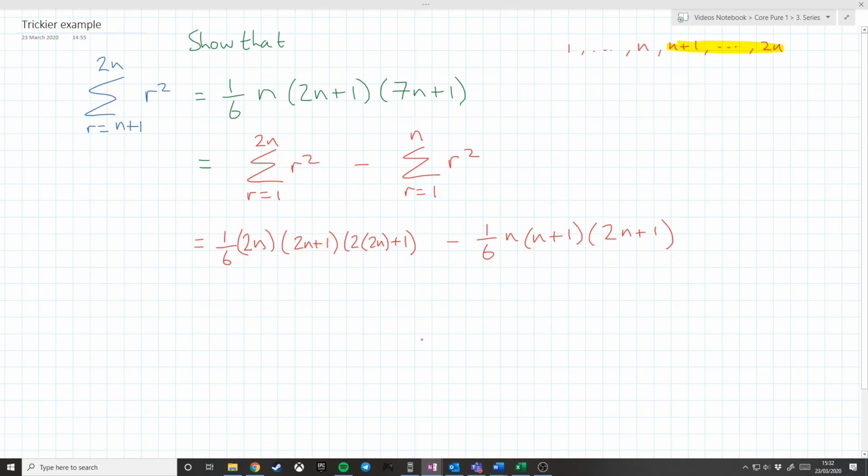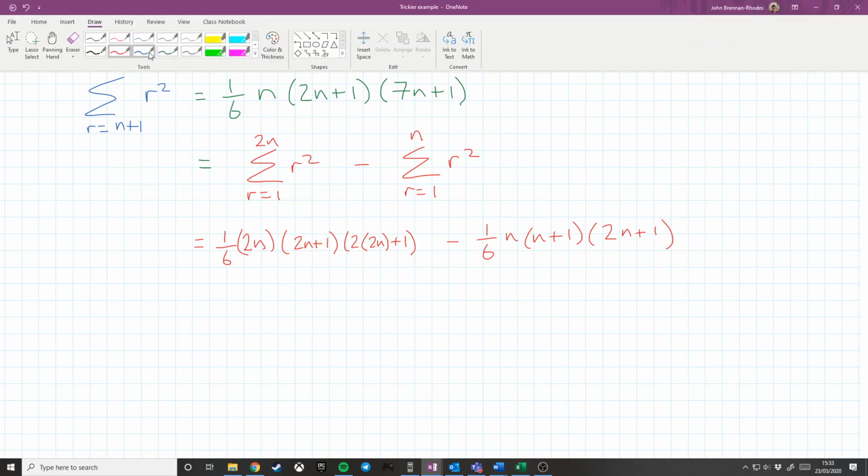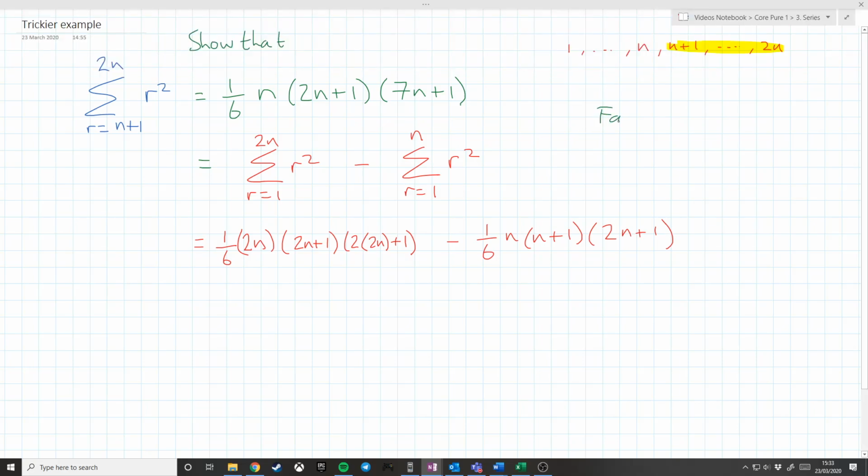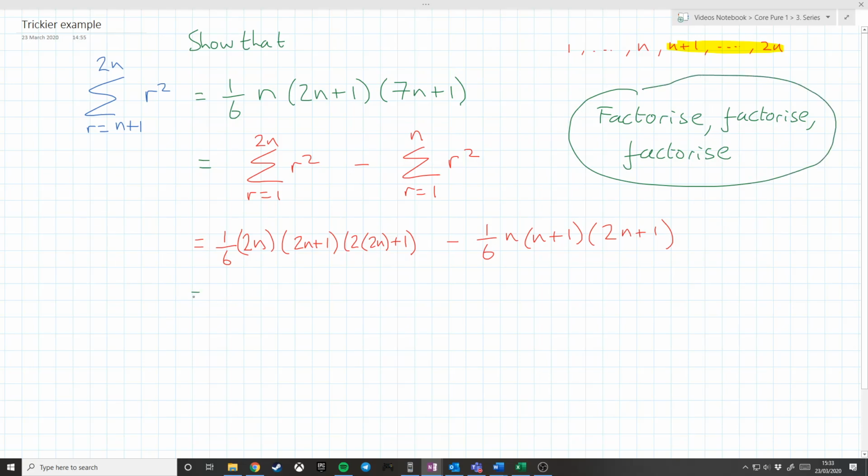And this is where my thing that I said from before really is so important. It's very tempting to expand both of these cubics in n out and try and factorize afterwards, and you will have a real pain when trying to factorize these cubics. So instead, factorize, factorize, factorize. Let's write that on the screen. Factorize, factorize, factorize. I hope I made that point clear. Okay, so let's have a go at this.